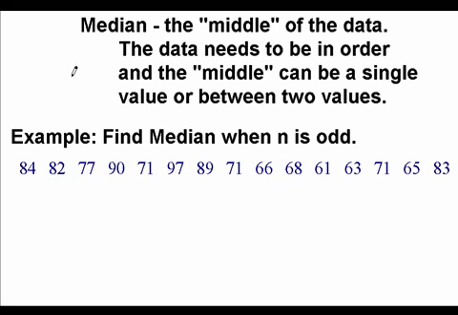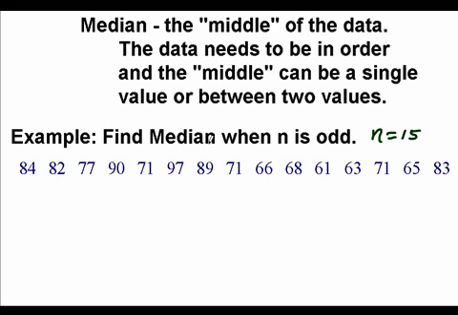The data needs to be in order, numeric order, and the middle number can either be a single value, depending on certain cases, or it could be between two different values. Single values will happen when we have an odd number of data values. Between two values will be when we have an even number of data values. So in this case, we're talking about 15 elements again. So we're going to say n is equal to 15. So n is going to represent the number of elements, kind of like the cardinal number.